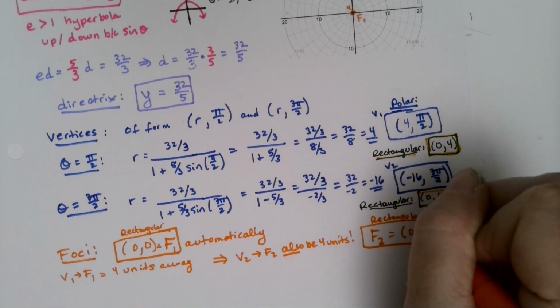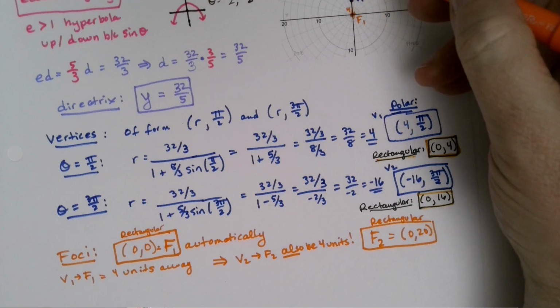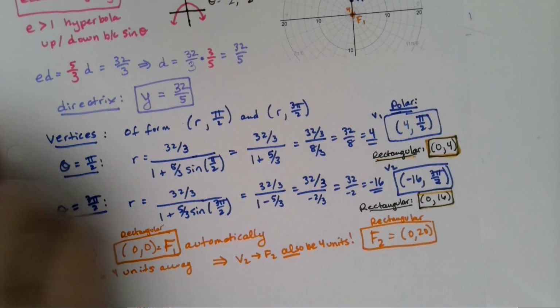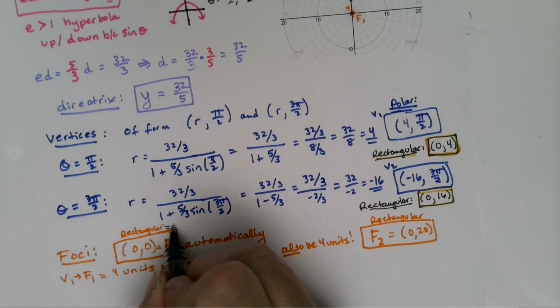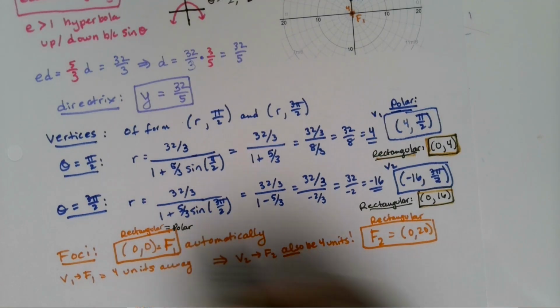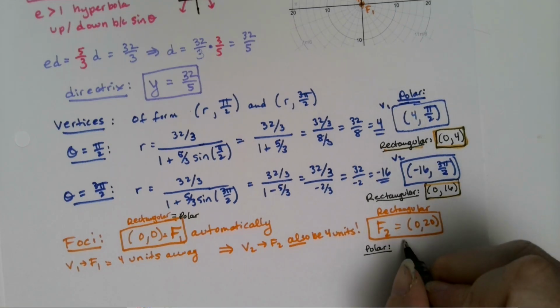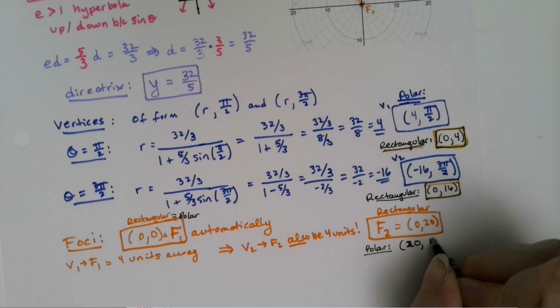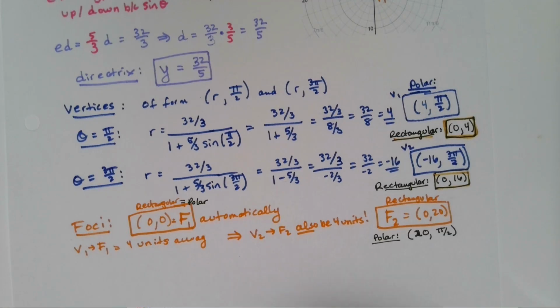Actually, you could argue pi over 2 would be the angle, and it'd be 20. So if you want polar, polar is the same as this for the origin. Polar and rectangular for the origin are 0, 0, so it's the same. But if you want polar for this one, it would be 20 comma pi over 2, because you're on the pi over 2 radial coming out of the origin.